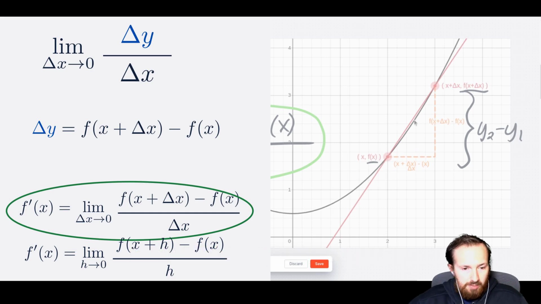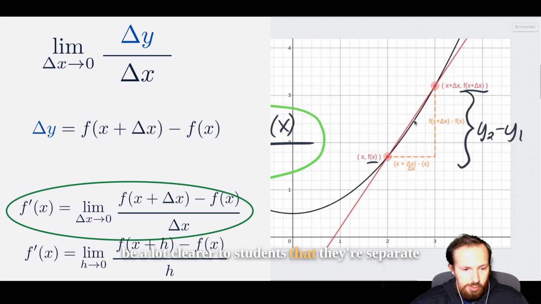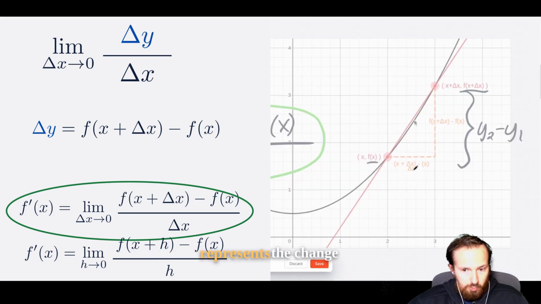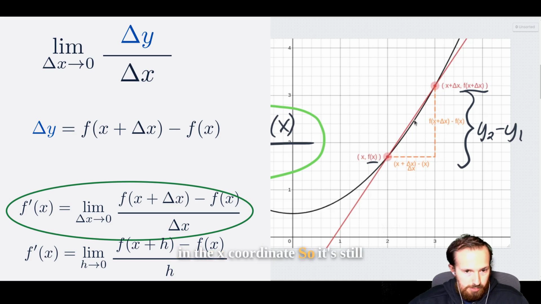So these are two separate variables. They just changed delta x to h so that it would be a lot clearer to students that they're separate variables. But the h here fundamentally, geometrically, represents the change in the x coordinate. So it's still the same thing, if that makes sense.